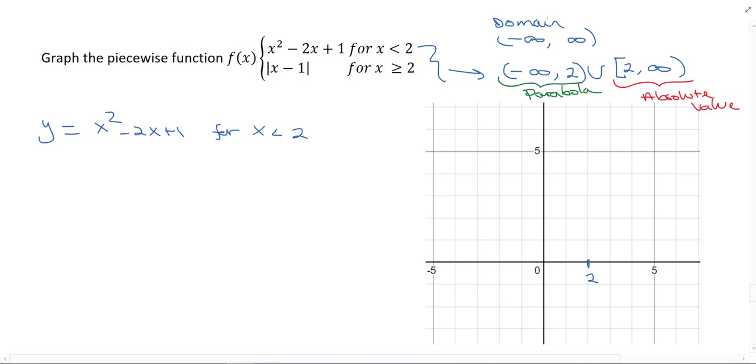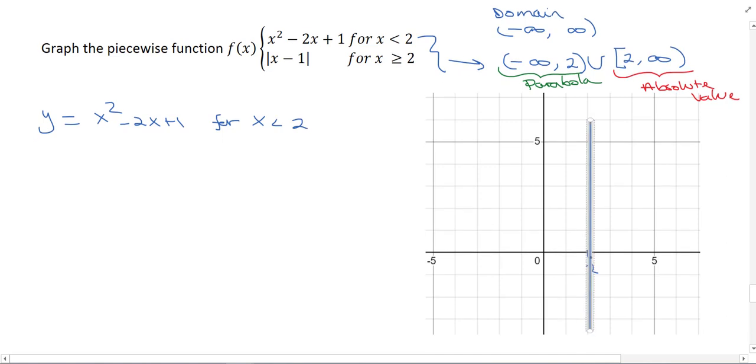So then I know my split point is here too. I'm just going to draw this line as a reference. This is not going to be part of my final graph. But to the left of 2, I'm going to look like the parabola, and on the right of 2, we're going to look like the absolute value.